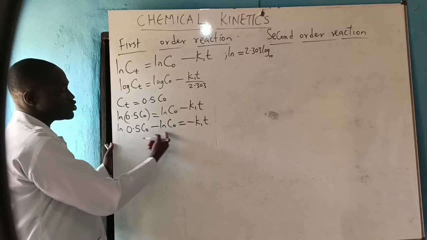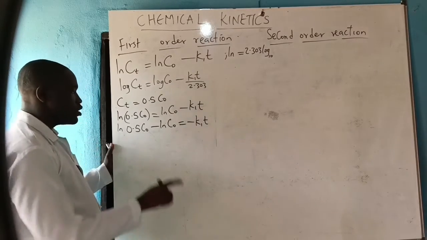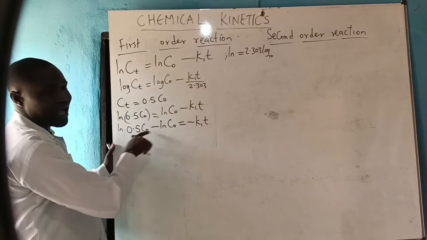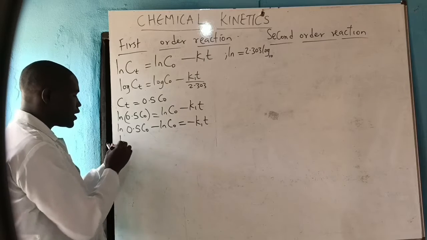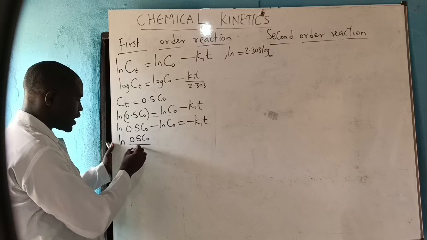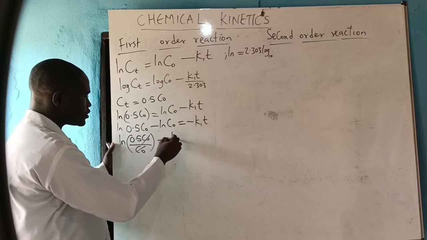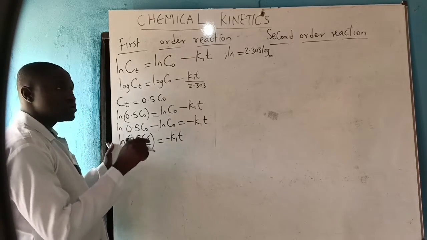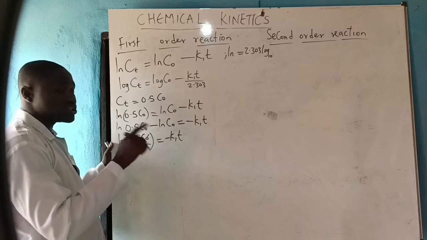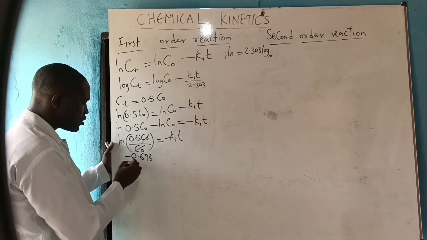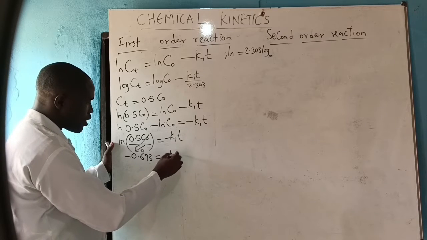Yes. Now please don't just subtract. Apply the subtraction law of logarithm, which says that when two ln or log are subtracting, take their common ln out, then divide what they have. This will cancel this, giving you minus k1 t. Now, if you press ln 0.5 in your calculator, that is ln, not log, you have minus 0.693 equals minus k1 t.